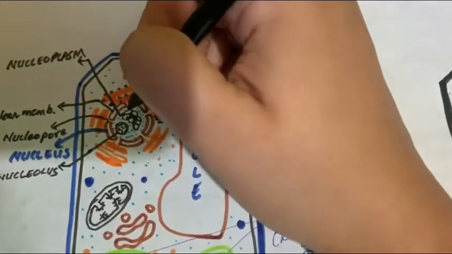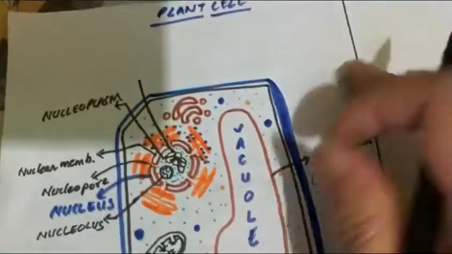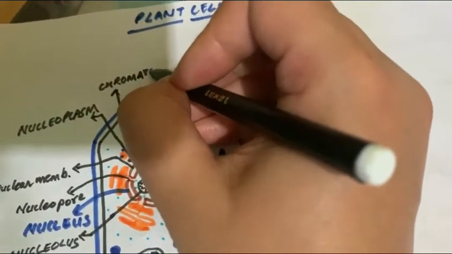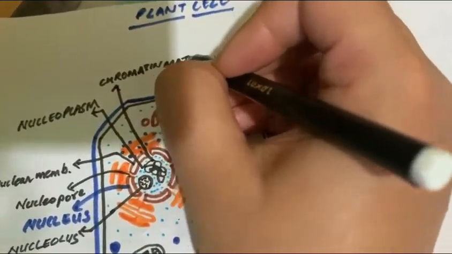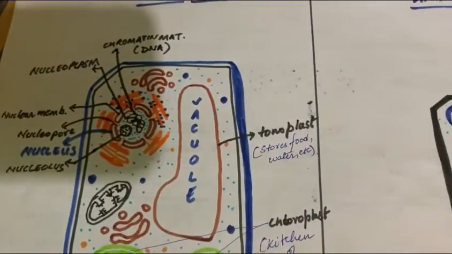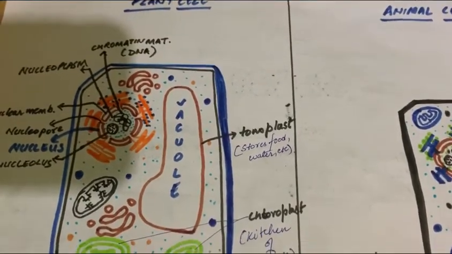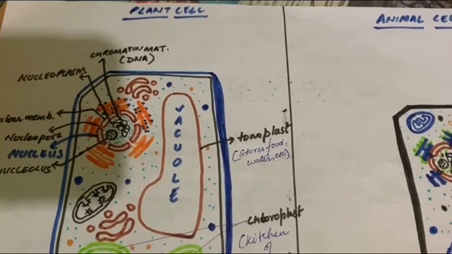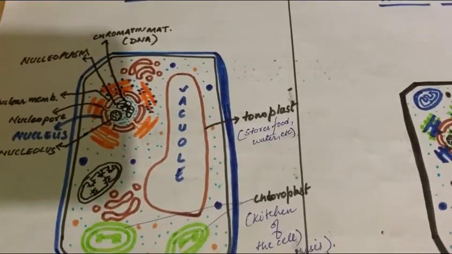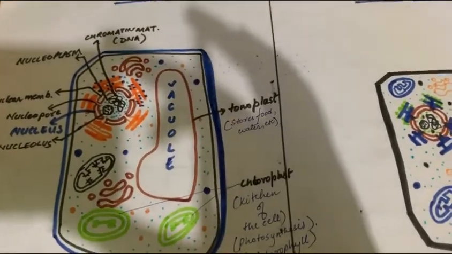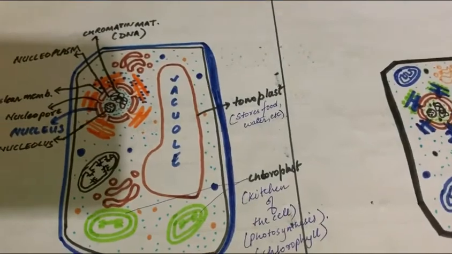Secondly, what is this? This is the chromatin material, which comprises basically what? Chromatin material basically comprises DNA. And what is DNA? DNA is the genetic material because of which heredity takes place. Heredity means the transmission of genes from the parents to the offsprings, which later you all will study in your class 10th.